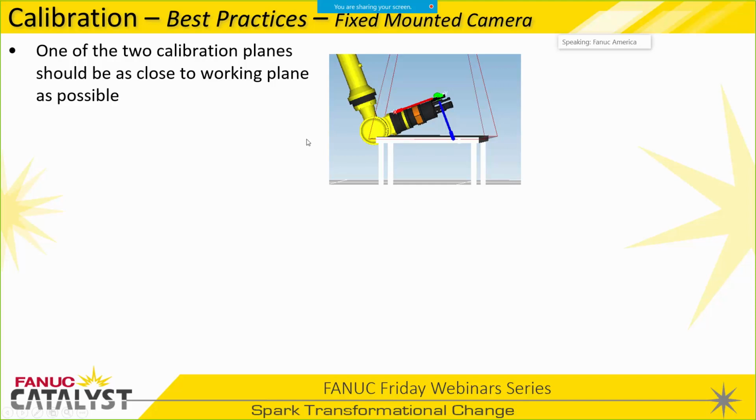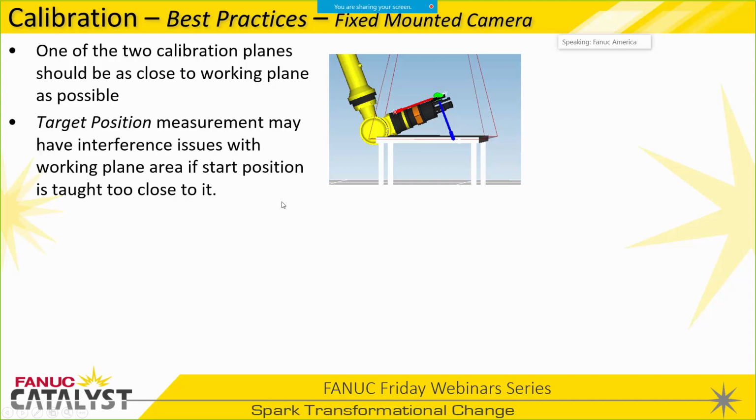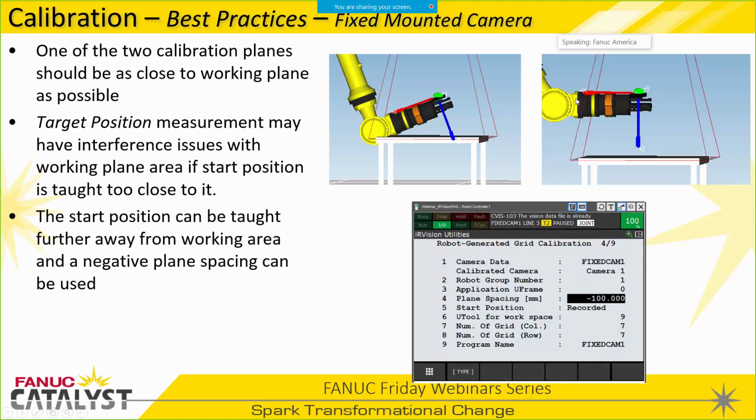So that means you need to teach your start position up higher, which puts you further away from your working surface. So one way to get around that is to go ahead and teach it higher, but then just set your plane spacing to a negative number. What that'll do is it'll do all its target measurement stuff at the higher level, and then when it does its second plane, it'll go lower than that start position rather than higher. The default is plus 100 millimeters, but you can make that a negative number.